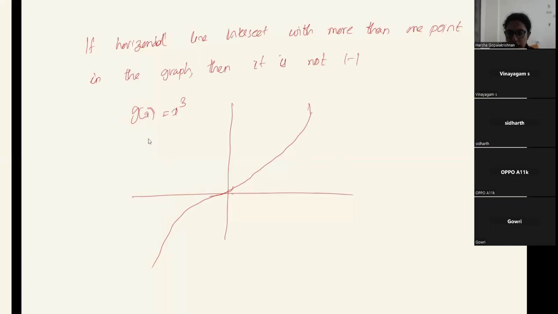If you are drawing a horizontal line here, at how many points will it intersect? Suppose I am drawing a horizontal line here. At how many points? Any horizontal line I am taking, you can check with any horizontal line. At how many points does it intersect?